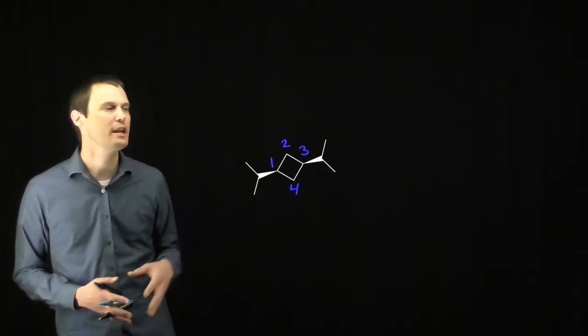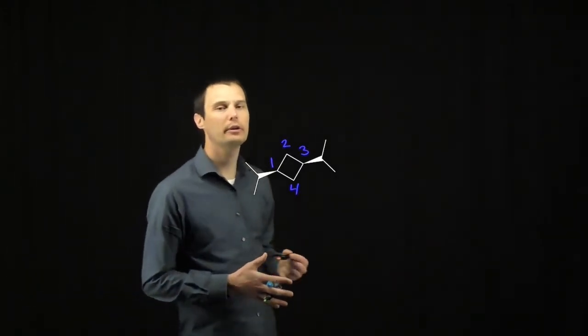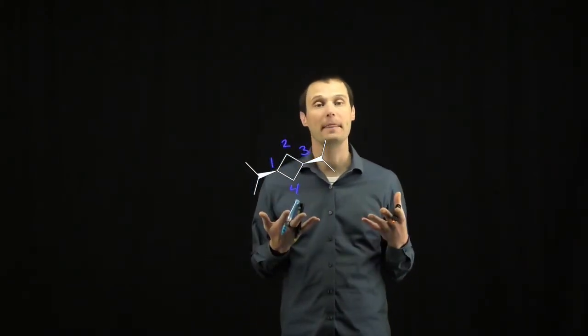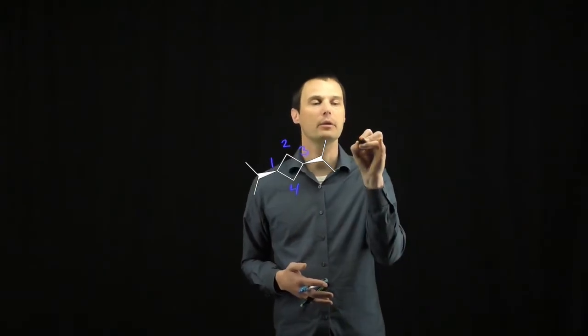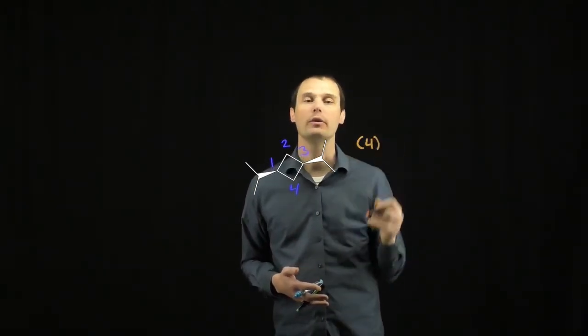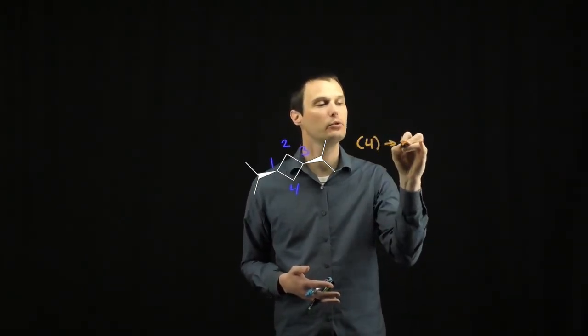This question asks us to name the following molecule using IUPAC nomenclature, indicating whether the molecule is cis or trans. The first thing we need to do is find the parent hydrocarbon. These 4 carbons in the ring are going to be the parent hydrocarbon. When I have a molecule with 4 carbons in the parent, that is butane as the parent.